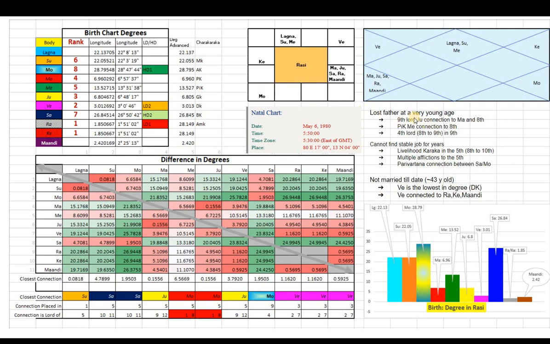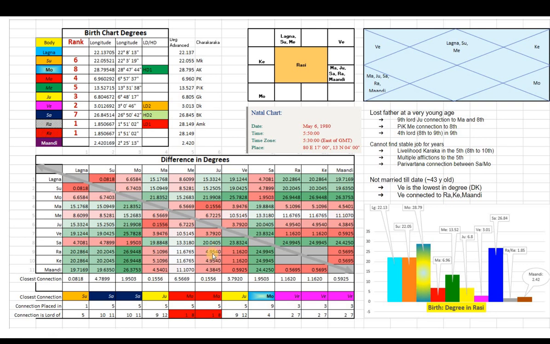But once you see it, ninth lord Jupiter has a connection to Mars, and therefore the eighth. If you see, Jupiter is connected to Mars. What does this mean? See, Jupiter has its closest degree to Mars. So the closest planet by degree is considered a connection. So the closest connection is Mars. In terms of connection, I normally put this only till Saturn. Rahu, Ketu, Mandi I have not included, but you can check.